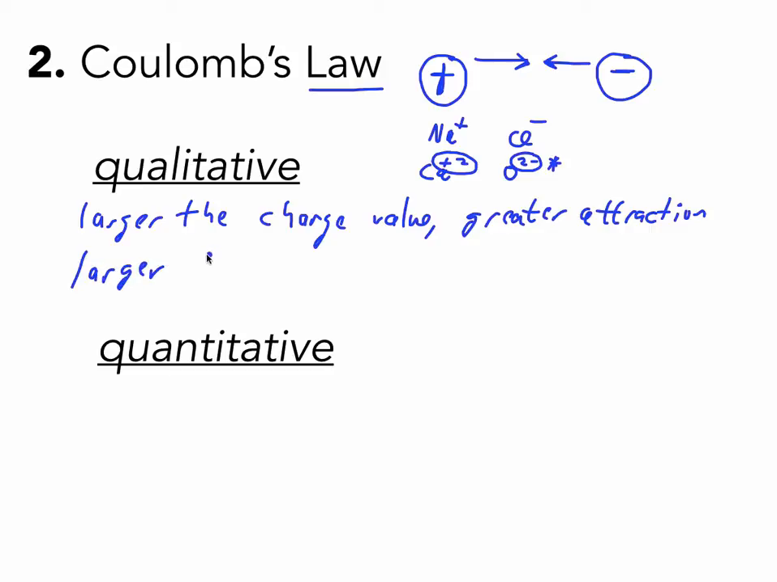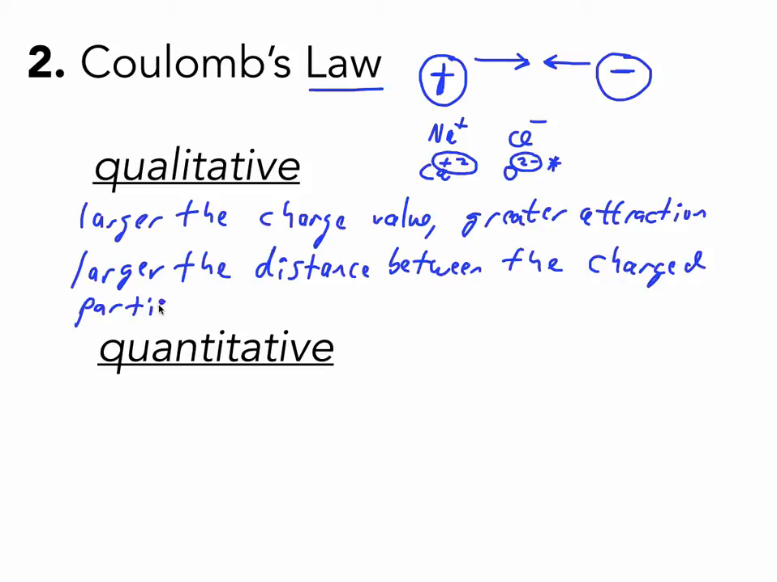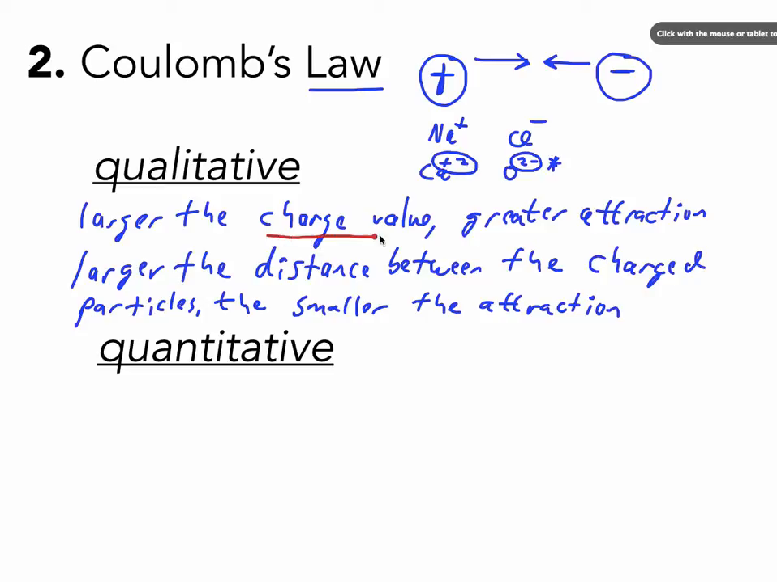Okay, well, what else? You can increase that charge. You can say the larger the distance between the charged particles, what do you think? The smaller the attraction. So the larger the value of the charge, the greater the attraction. But the larger the distance between the particles, the smaller the attraction. Okay? Makes sense. If they're farther from one another, they don't sense each other as much. You saw that by putting added levels in between those magnets in today's class.